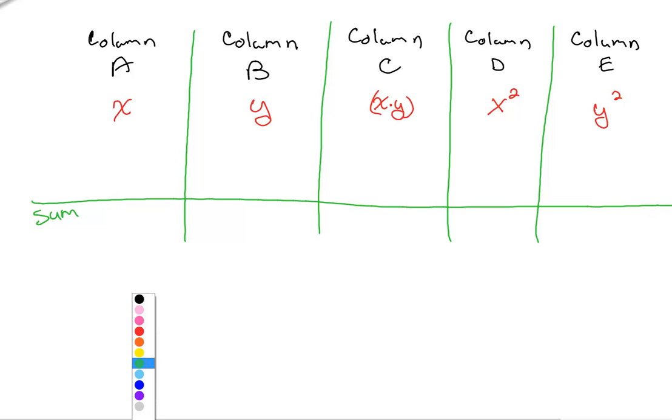The n value, n is equal to the number of rows. How many x's did you have? How many y's did you have, and you should have the exact same number.